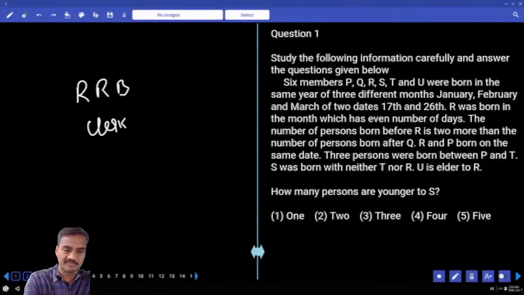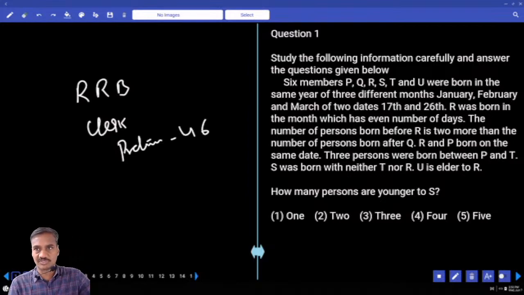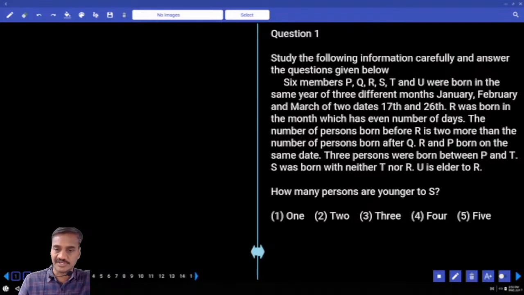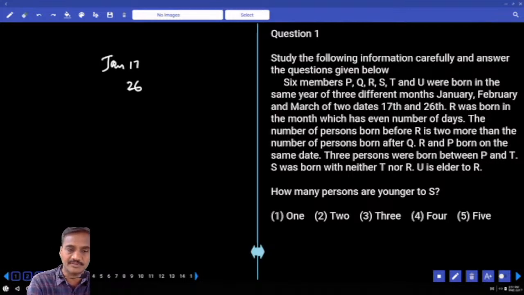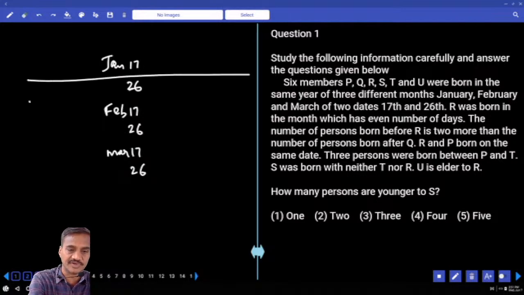Now in this RRB Clerk Prelim, paper number 46, the reasoning section starts from question number 1. Now the first four questions, which category do they come under? Months and dates. How many months are there? 3 months. And what are those 3 months? Jan, Feb and March. And the dates are Jan 17th, Jan 26th, Feb 17, Feb 26, and similarly March 17 and March 26. Clear? And 6 persons on these 6 different dates.